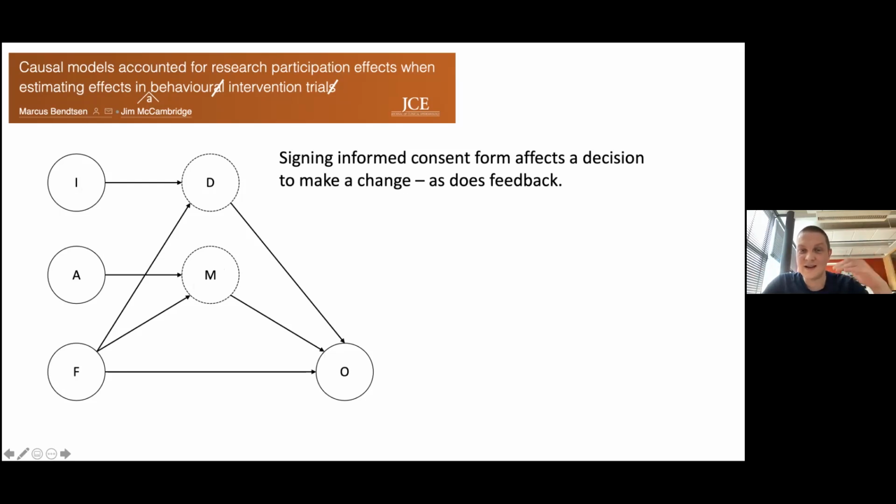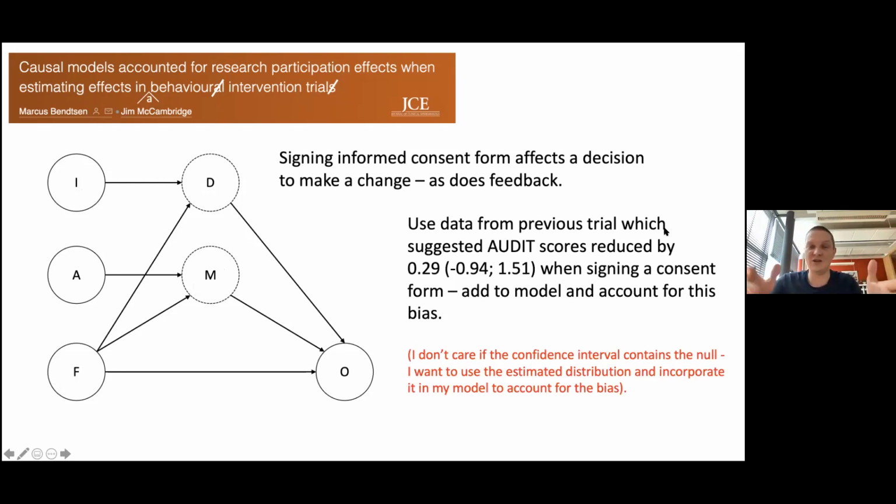The possibilities are endless, right? You could just add on all the biases that you think are there, and then you make assumptions about the sizes of those biases. So in this case, we have a measurement of this 0.29 difference in audit scores that we could actually use in our model here. So a previous study has estimated this. We use that uncertainty about that effect, incorporated in our model, to try to unbias our estimates in our study.